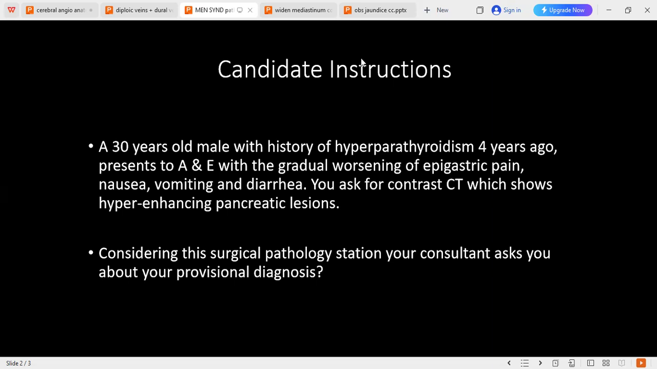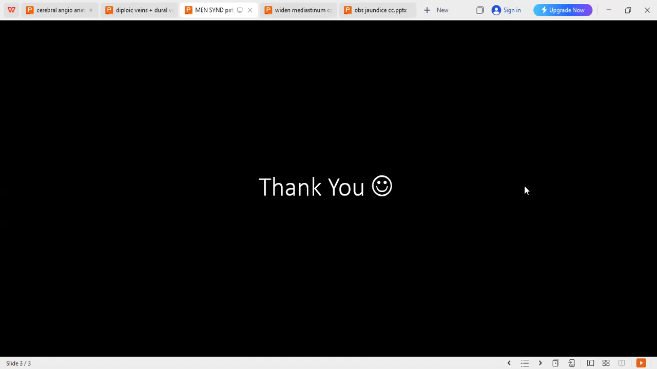In case of MEN2 syndrome, there is another common carcinoma that could occur. Would you be able to tell me the name? There is parathyroid hyperplasia and medullary thyroid carcinoma, which is more common.